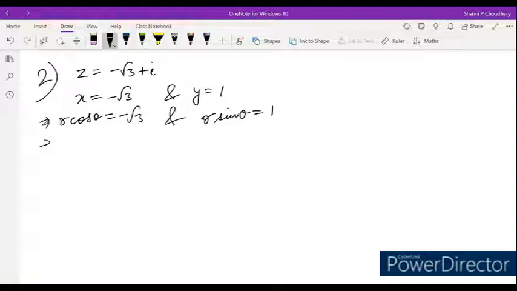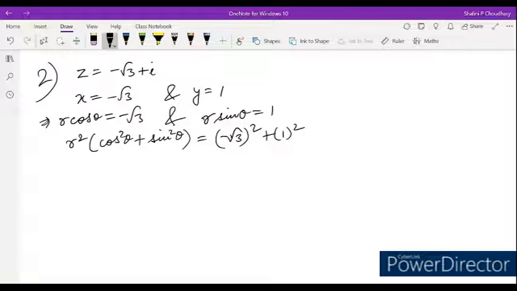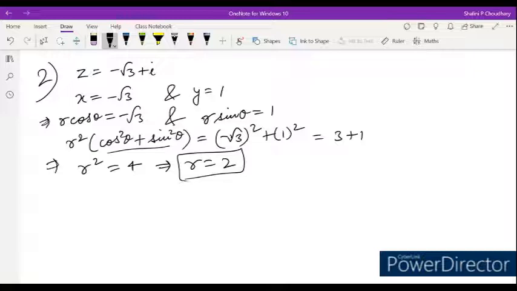Now what we can do, we can square both the sides and add. So what we'll get, r square times cos square theta plus sin square theta, that will be equal to minus root 3 का square plus 1 का square. Okay, this will be 3 plus 1. So again r square के लिए this will be 1, so r square will be equal to 4. It means r का value will be 2. Okay, so we got the value of r again 2.